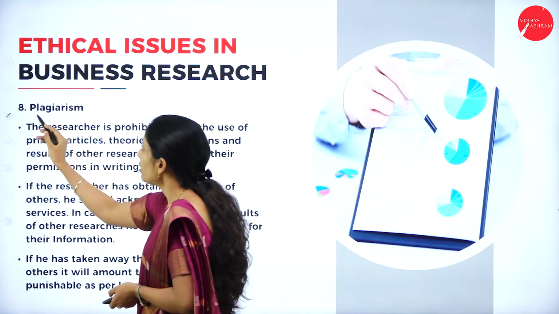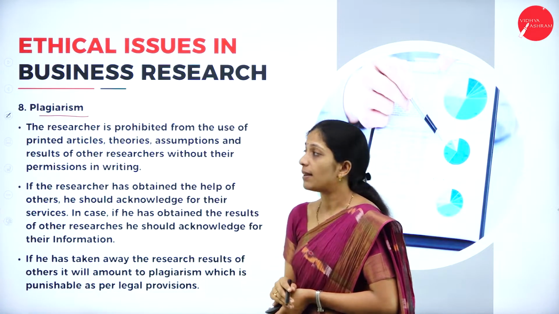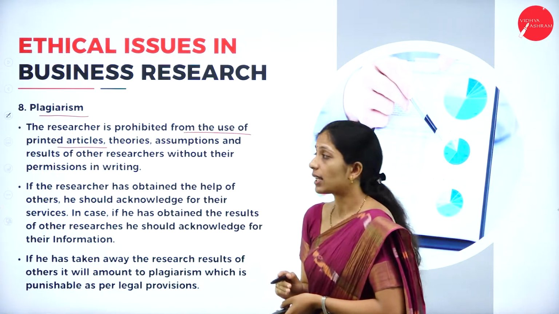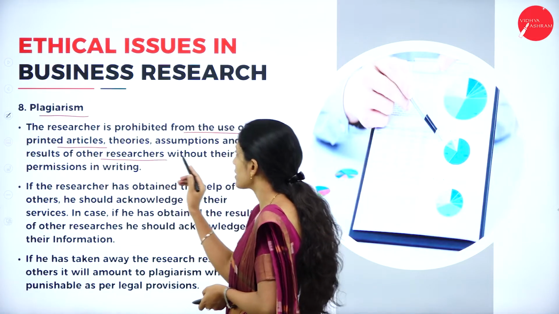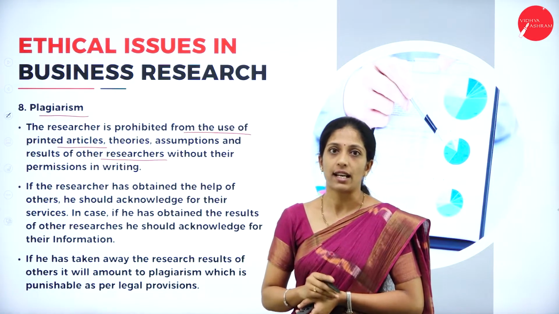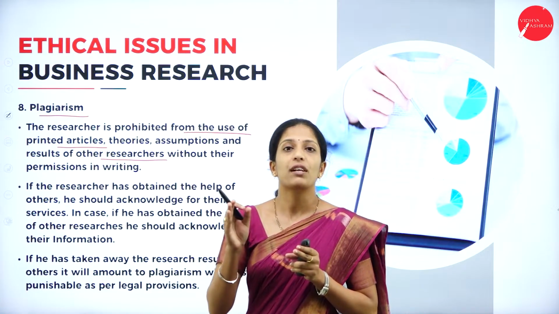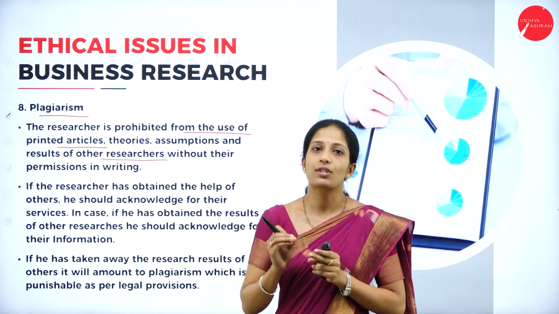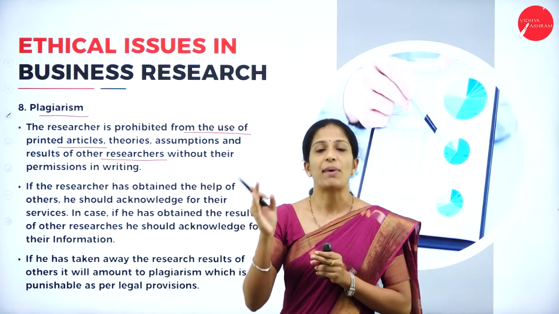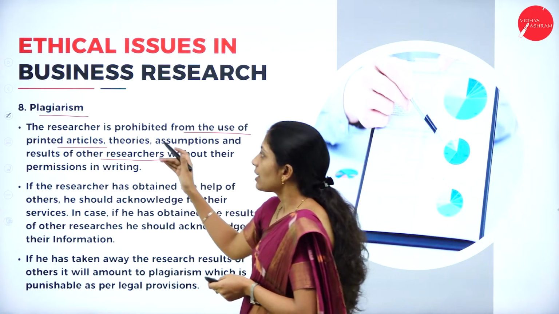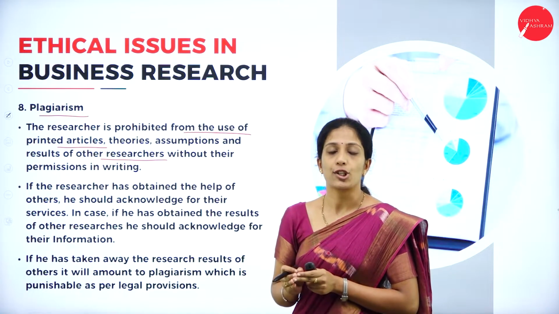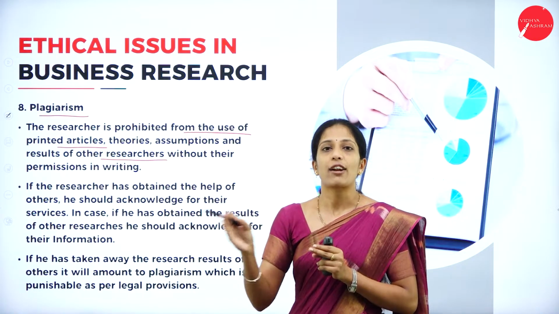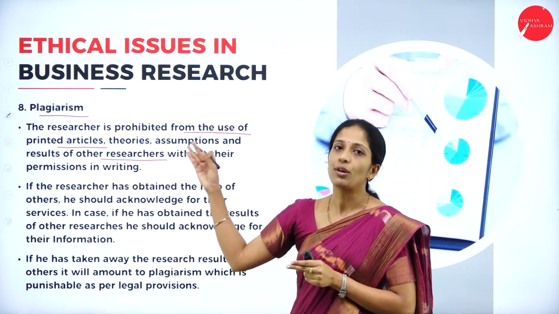Next one is plagiarism. Now what do you mean by plagiarism? The researcher is prohibited from using printed articles, theories, assumptions and results of other researchers without their permission in writing. Being a researcher, he cannot copy the views of other researchers. So he has to ask permission, and only then can he take those articles or sentences from other researchers. Suppose he copies, then he is not following the ethical issues of research, because research means what? Finding out new things, correct? So he cannot copy from some other person, which leads to plagiarism.